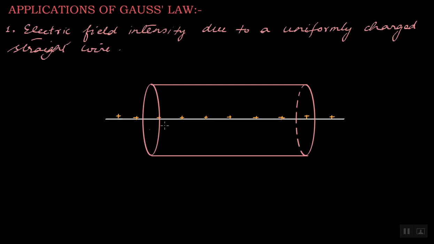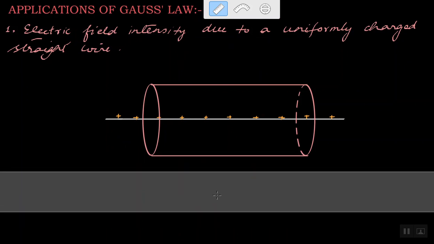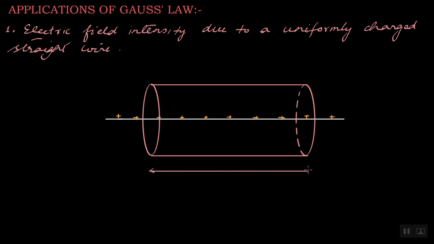Okay, so let's say the length of this Gaussian surface is L. From here till here, that will be L. All right, so let's say we want to find the electric field at this point, okay, at this point P. This point P is actually at a distance r from the wire. And what is r actually? R is nothing but the radius of this cylinder. Okay, so let this point be at a distance r.